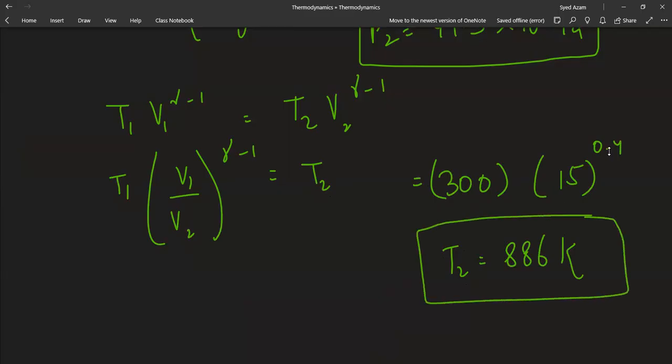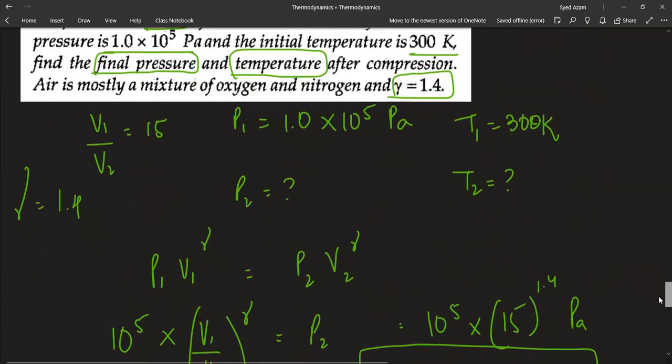Usually the powers will be better than this in your exam, where you just have to put in the values of gamma like cube and square and all, okay? Write this.